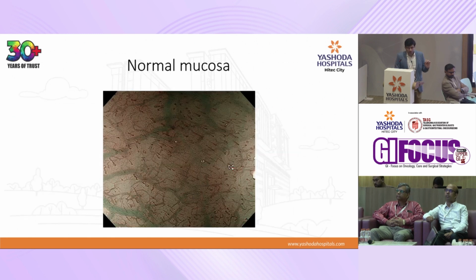So, this is a normal mucosa. You can see the small capillaries forming the loops, and they are regular, thin, normal. And in the background, you can see dark green submucosal veins.